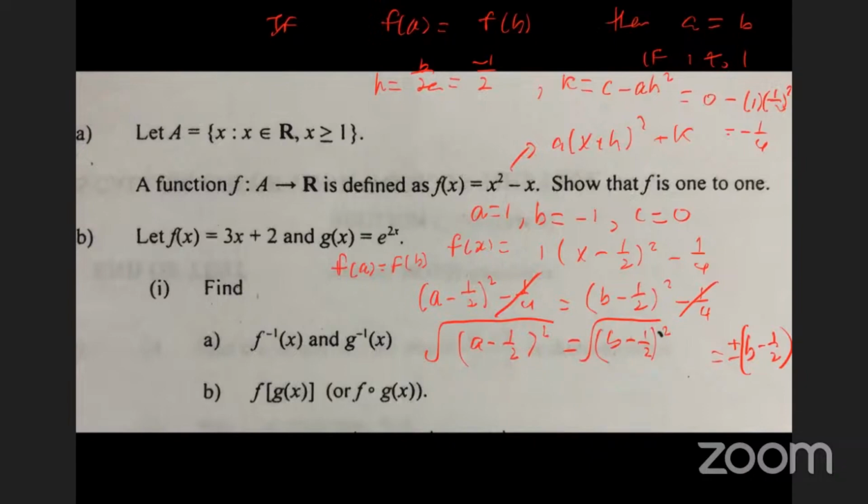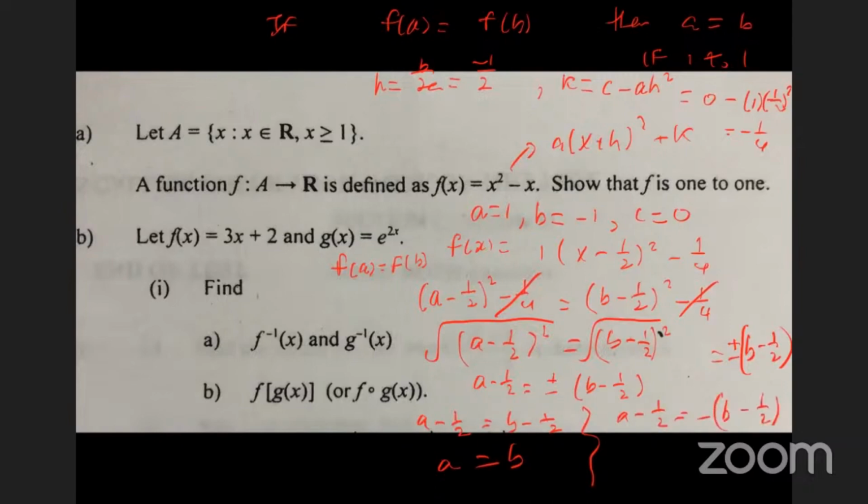When you work this out again, a minus a half is plus and minus b minus a half. So plus and minus means you're doing it twice. A minus a half is equal to b minus a half. That's when it's plus, and a equal to b.